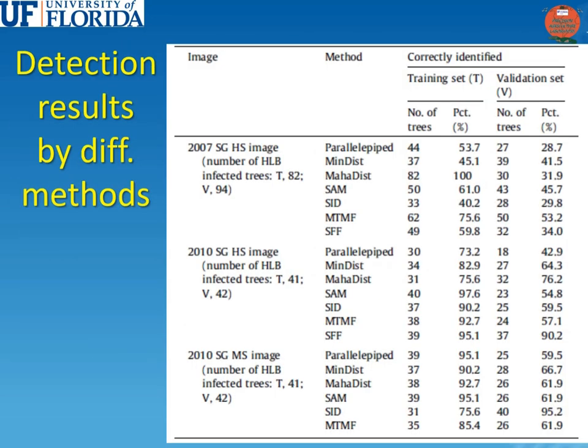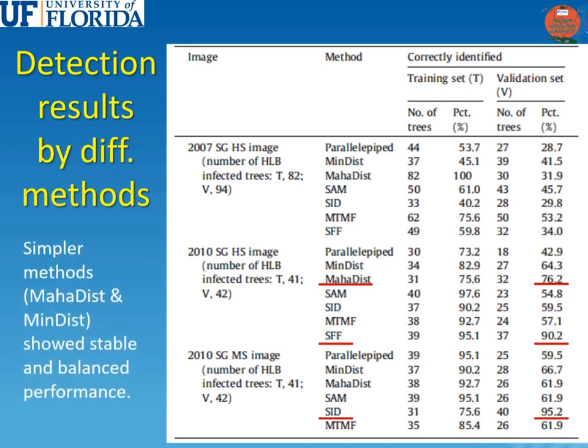This table shows the detection results. There are so many different numbers, and we tried multiple years of aerial images and also different methods. The red ones on the lines are the better results. Here we found that simpler methods like Mahalanobis distance or minimum distance showed better detection results.